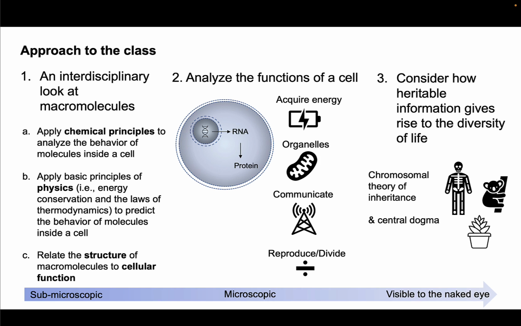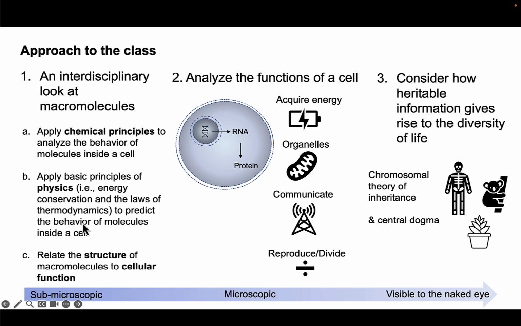But I'm starting today's videos with a look back on a slide I showed you on day 1. And this was our approach to class. So we were going to take an interdisciplinary look at macromolecules before we move on to the functions of a cell. And so we've just talked about proteins, a type of macromolecule, and we examined chemical principles that guide how the protein folds, and we looked at how protein folding was absolutely critical to its function.